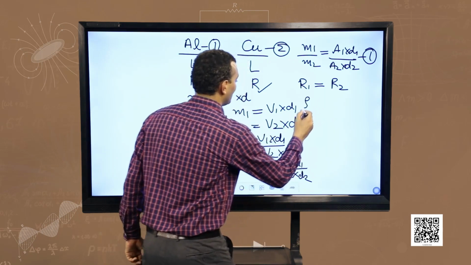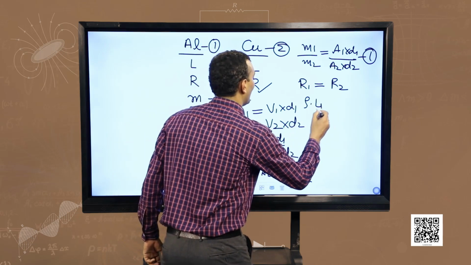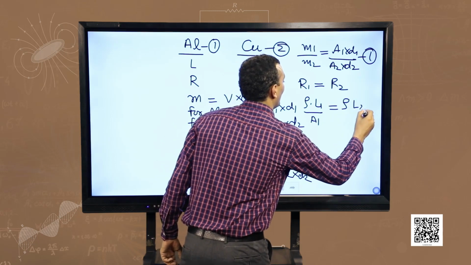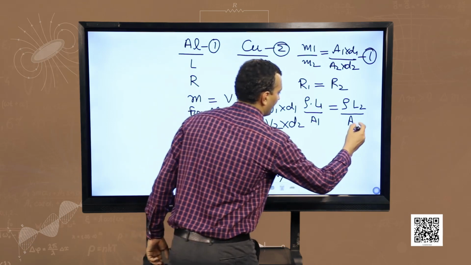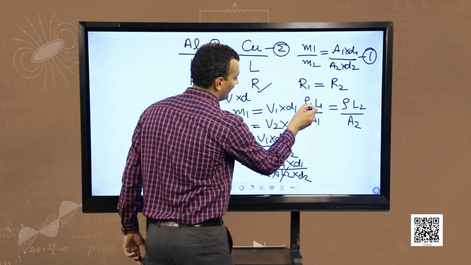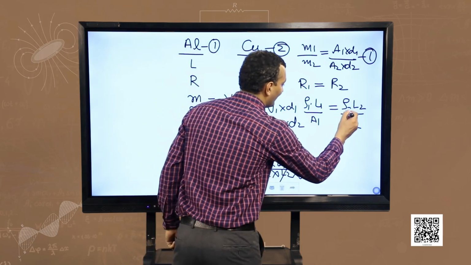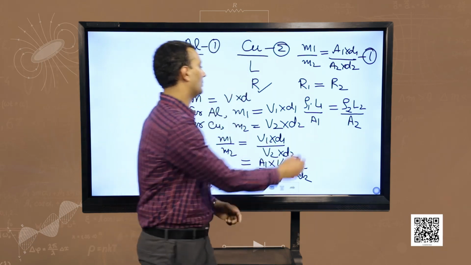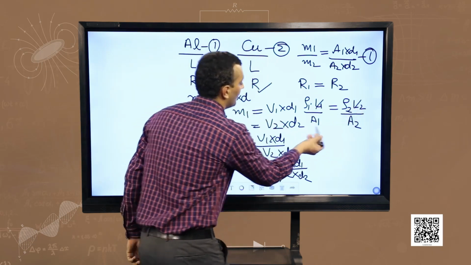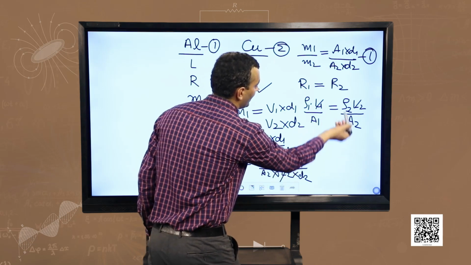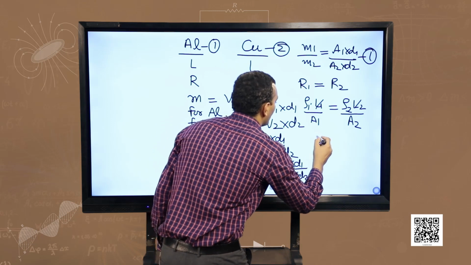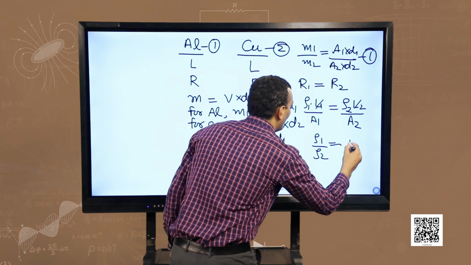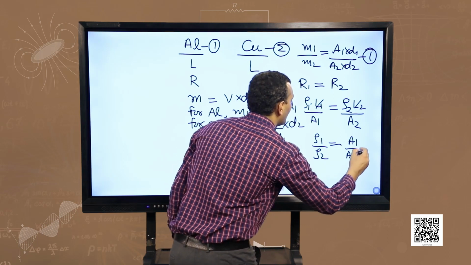We also know that resistance equals rho L by A, and similarly here it is rho L by A. For the first material, let the resistivity be rho 1, for the second it is rho 2. Also L1 and L2 are again the same, so these two get cancelled out, and from this expression we get the value of A1 by A2, which was required in equation 1. So solving this, we can easily see that rho 1 by rho 2 equals A1 by A2.